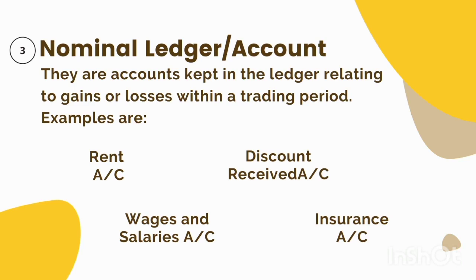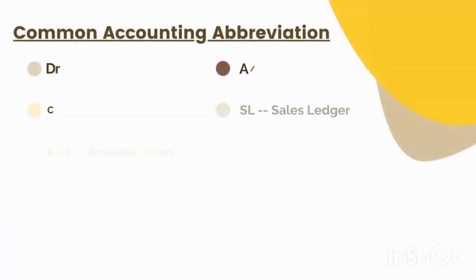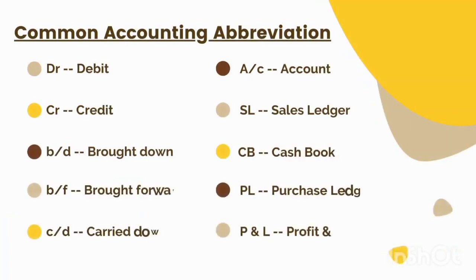and what have you. Now, from what we have seen so far, you notice some abbreviations. There are some important abbreviations that we're using in accounting and, of course, here in business studies to represent different things. The first one here is the debit, which we are representing with DR, and credit is CR. B/D refers to brought down. B/F refers to brought forward. C/D is carried down.